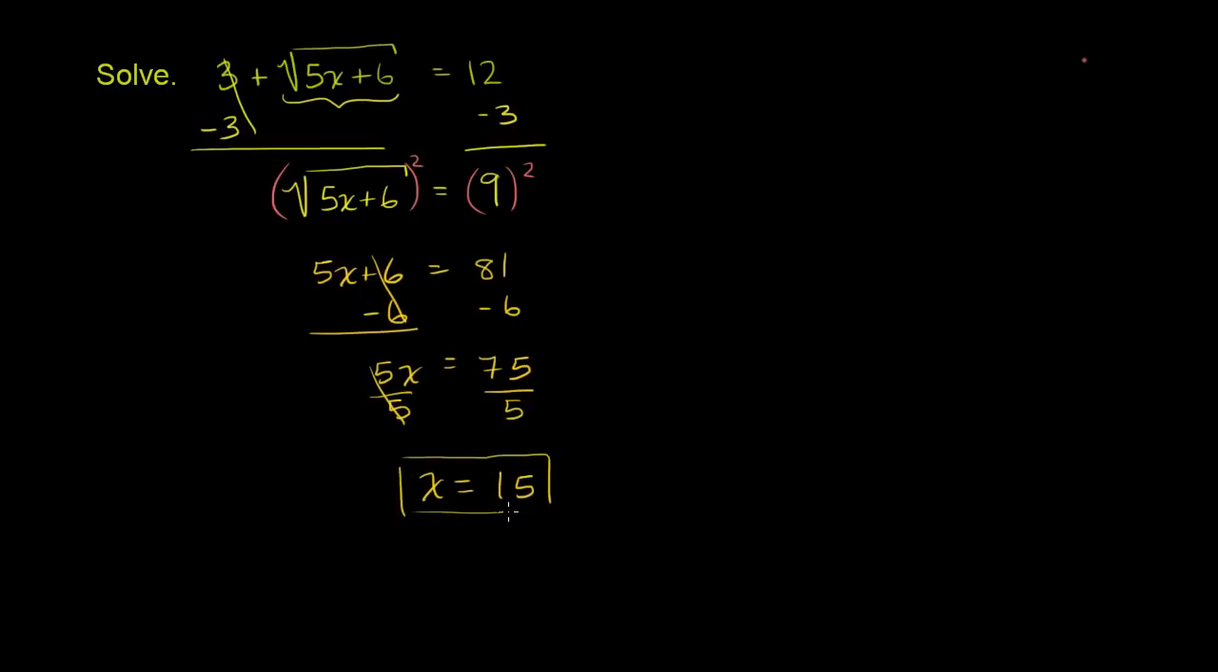But we need to make sure that this actually works for our original equation. Maybe this would have worked if this was the negative square root. So we need to make sure it actually works for the positive square root, for the principal square root. So let's apply it to our original equation. We get 3 plus the principal square root of 5 times 15, so 75, plus 6. I just took 5 times 15 over here. I put our solution in. It should be equal to 12.